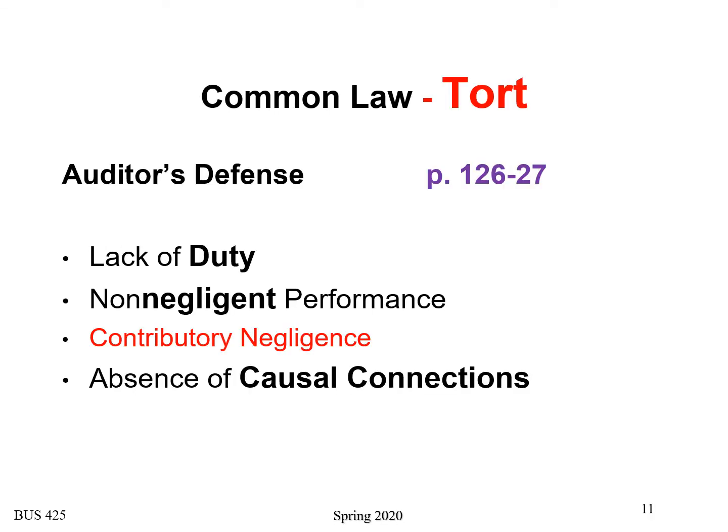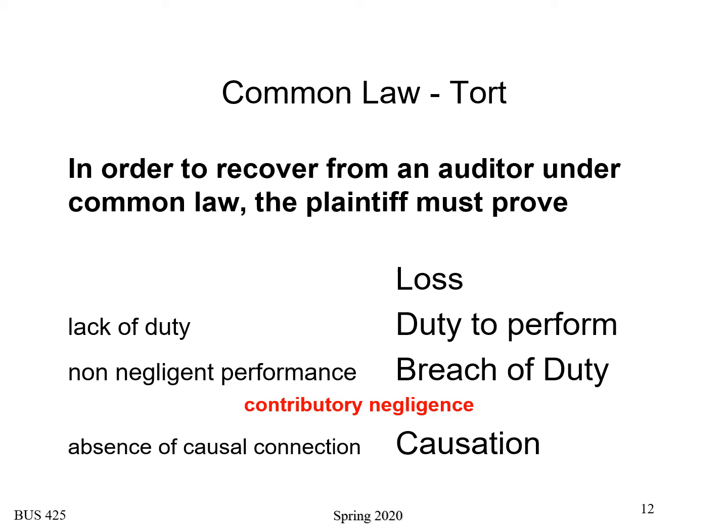The book talks about the auditor's defense under common law tort. And the auditor's going to show they did not have a duty. They're going to show that their performance was non-negligent. They're going to show there was no causal connection. That's fine. For me, it makes more sense to look at it the other way. What does the plaintiff have to prove under common law tort? And they have to prove there was a loss. They have to prove the auditor had a duty to perform, that the auditor breached that duty, the auditor was negligent, and that the financial statements were the cause of the loss.